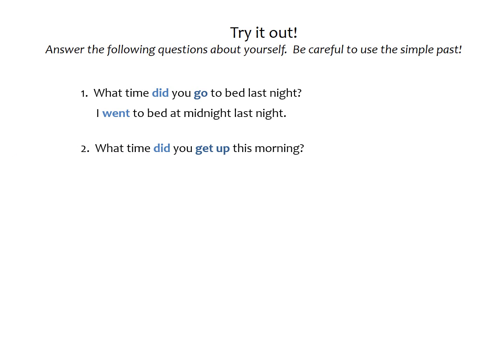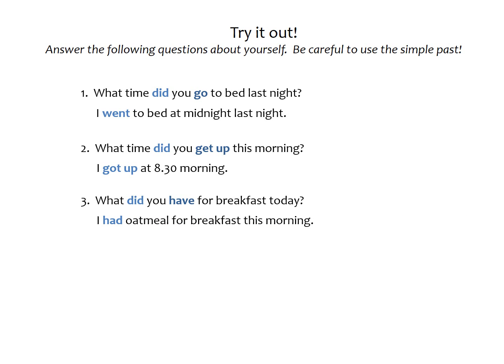Number 2, what time did you get up this morning? I got up at 8:30 this morning. Number 3, what did you have for breakfast today? I had oatmeal for breakfast this morning. Number 4, when did you take a shower? I took a shower after I had breakfast.